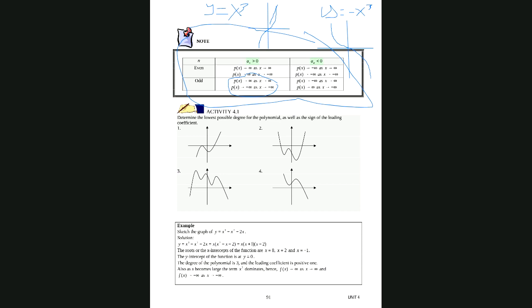So, what will be the sign of the leading coefficient? It will be positive. Yes, it will be positive. Good. Now, number 2, what is the lowest possible degree of this polynomial?